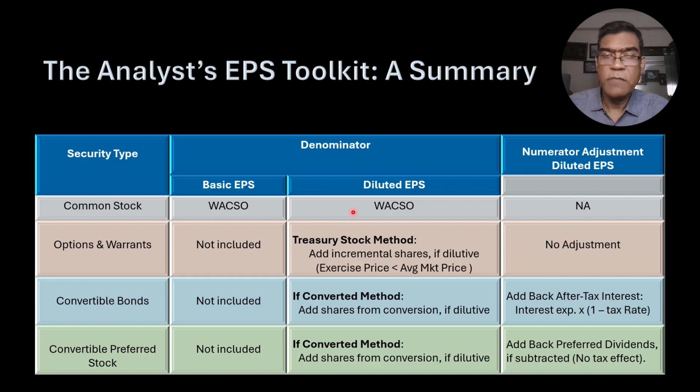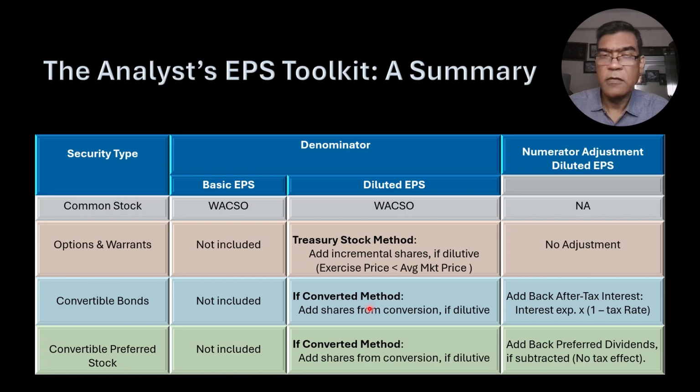So what dilution method is used in the case of options or warrants? Treasury stock method. It is a dilution method. Add incremental shares if diluted. How do you know that the options are diluted? When you see the exercise price is lower than average market price, and there is no other adjustment required for numerator.